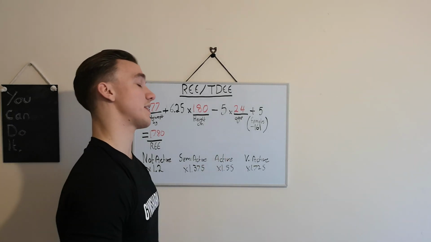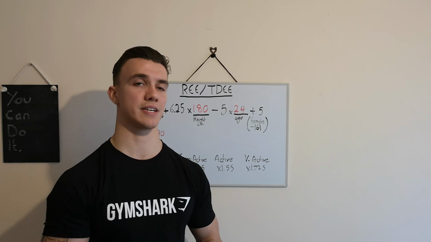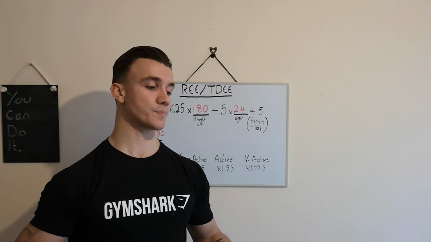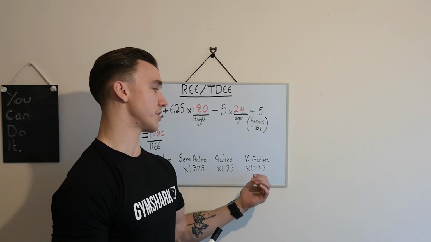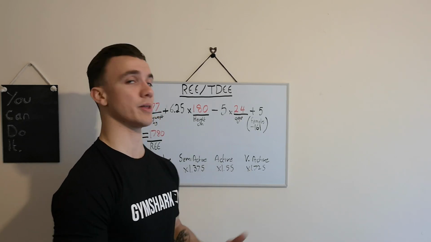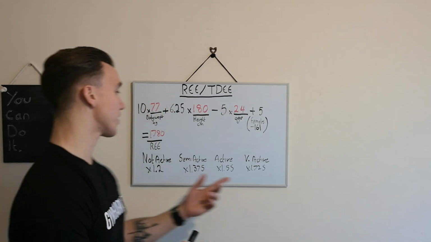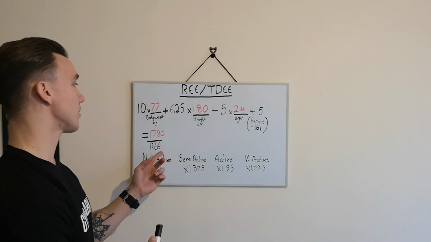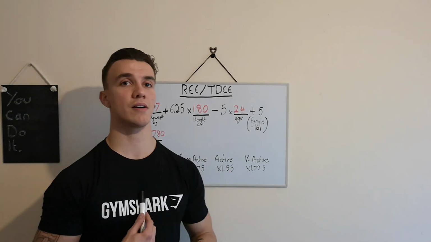And then very active, that's someone that has a very physical job, and on top of that they're training hard, like 6 days a week. So for a guy they're burning 800 calories plus a day, and for a girl they're burning 650 calories plus per day. So basically, whichever one of these you are, you're going to times your resting energy expenditure by that. So me, myself, yeah, I'm active.